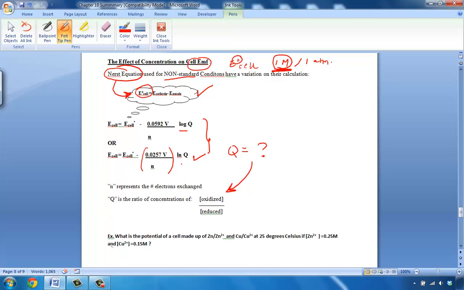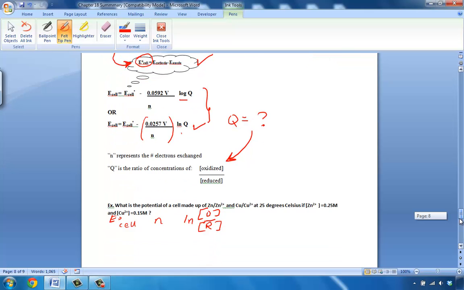So first you need to calculate E naught. You need your number of electrons, and you need to know the ln of your oxidized to reduced concentration, that ratio. So let's take a look at this example and see what it asks us to calculate.